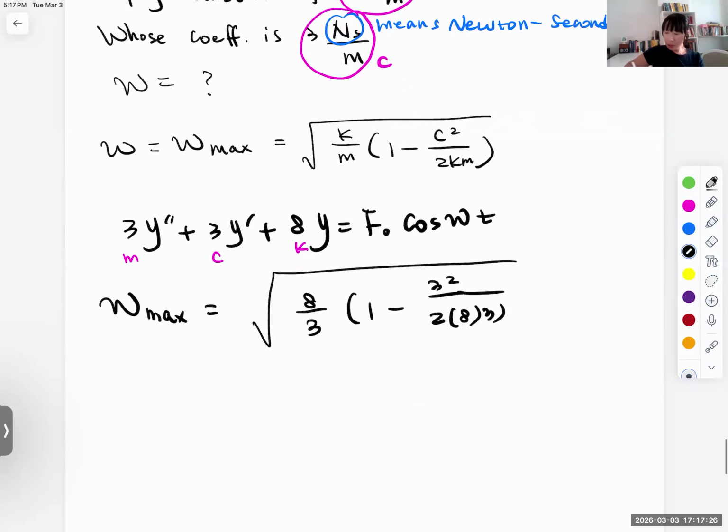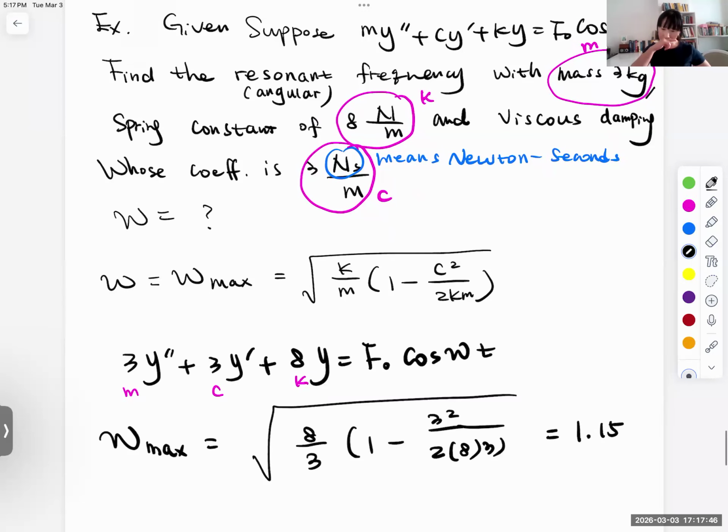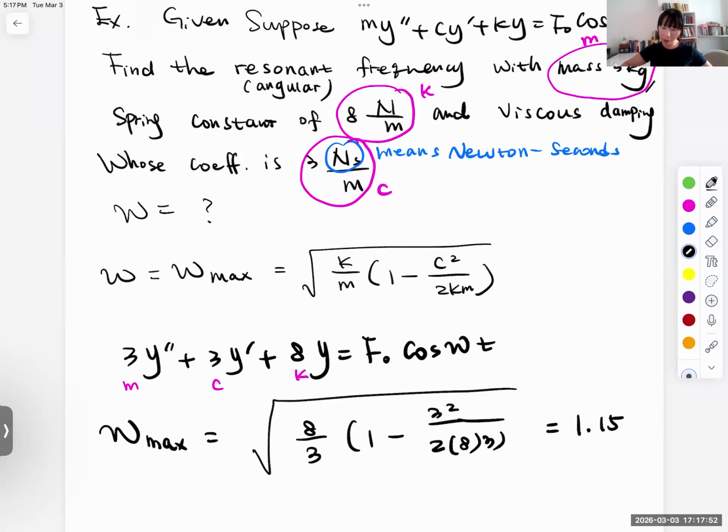Okay, now can you please calculate everything? So what do you get? 1.15? Okay, all right, thank you very much. So this is the maximum of the angular frequency with a mass of 3 kilograms and a spring constant of 8, and then the damping coefficient is 3. Yeah, okay. Thank you for watching. Bye.